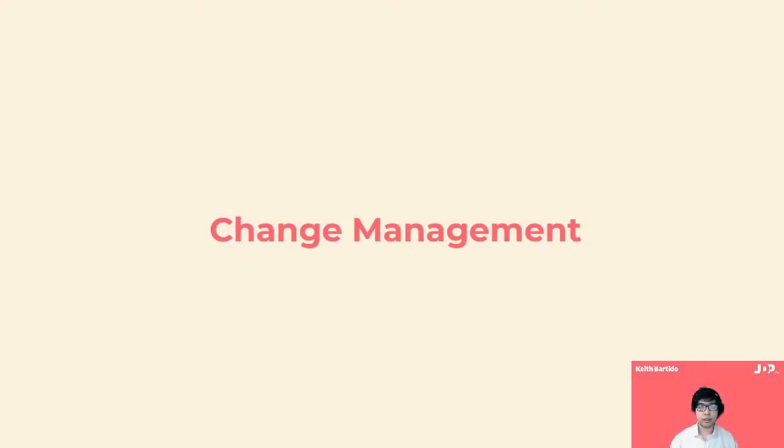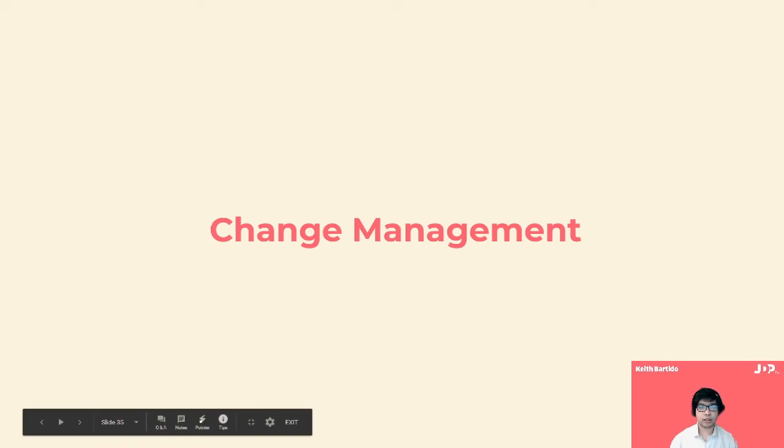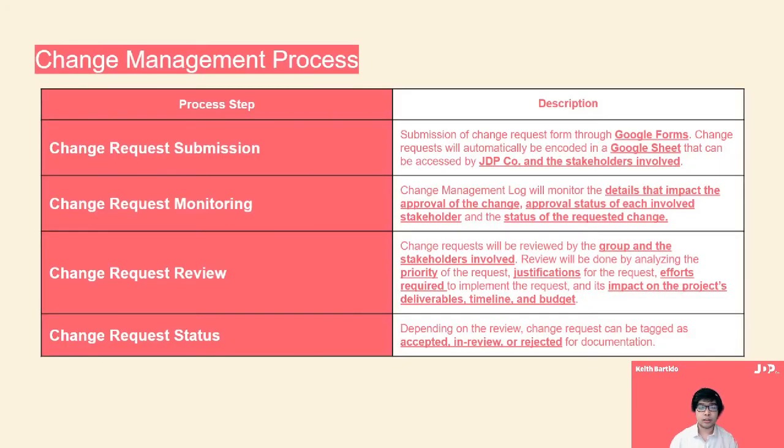Now with regards to change management, to properly track and manage change requests, we will be using the following 4-step process. Change request submission will happen through the use of Google Forms. Users can submit requests through a form that will be distributed to the stakeholders, and these submissions will automatically be encoded to a change management log via a Google Sheet. This change management log can be accessed by JDP corporations and the stakeholders involved. Access to sections pertaining to stakeholders will be restricted and limited to the respective stakeholder.